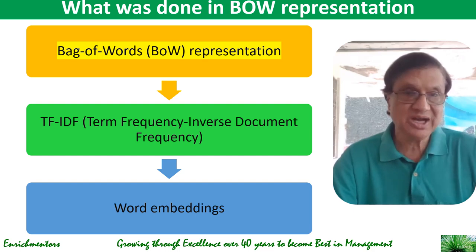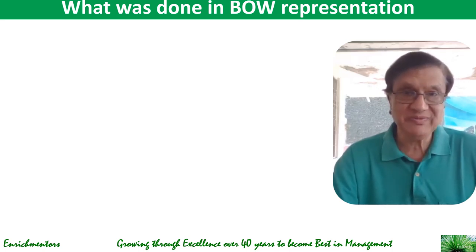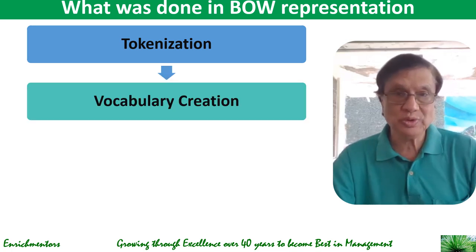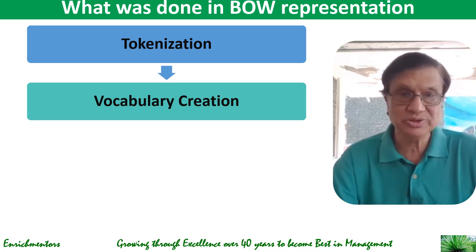And this is how the BOW representation worked in more detail. Let's take a look at that. So the pre-processed text data was tokenized, meaning it was split into individual words or tokens. And this process broke down each review into a sequence of words. Then, from the tokenized text data, a vocabulary was created containing all unique words or tokens across all reviews.